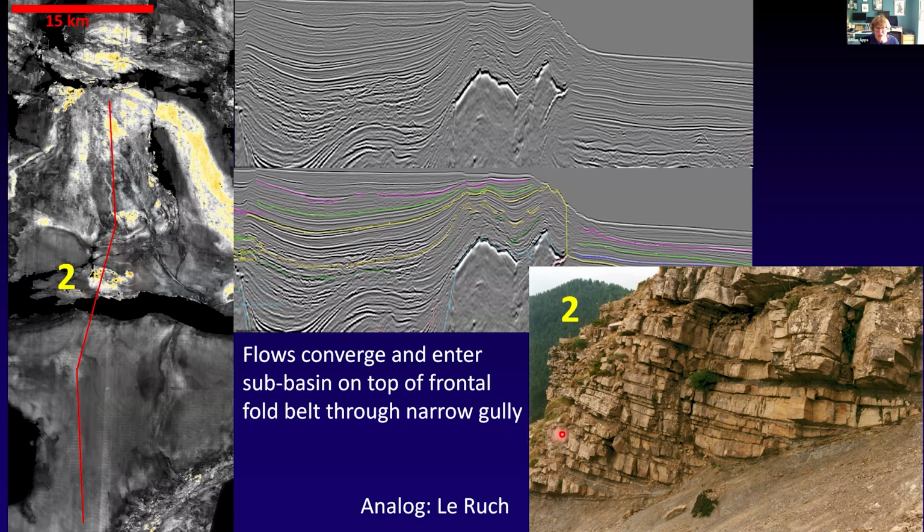And we have a very similar situation at Le Rouge, which is at the northern end of the Anot syncline, which again is confined at its northern end by folds. And this is deposited right up against the slope of one of those folds. You can see the on-lap here.